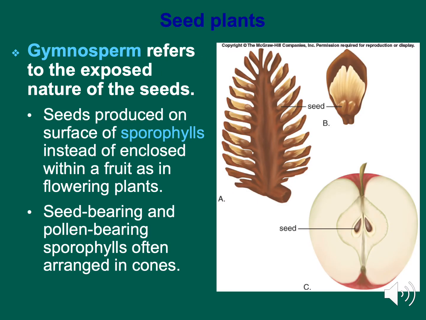The first plants to evolve the use of seeds were Gymnosperms. Gymnosperm meaning naked seed. And this is because Gymnosperms do not have seeds in fruit, like the apple pictured here. The seeds were naked and often emerged from structures like cones.